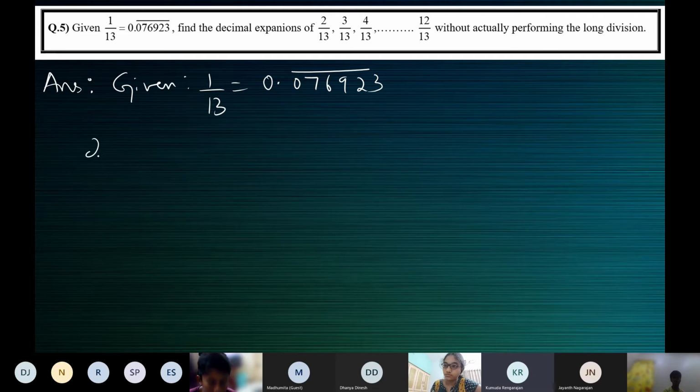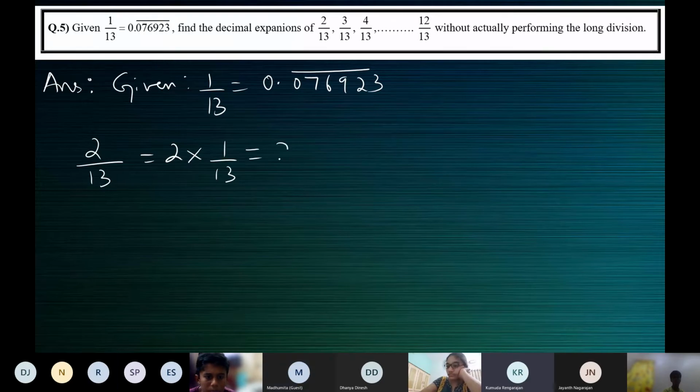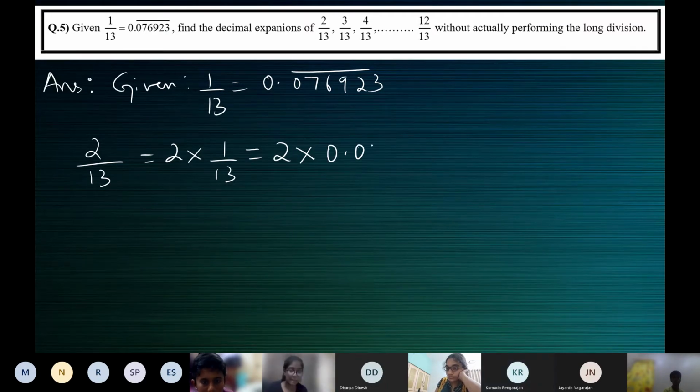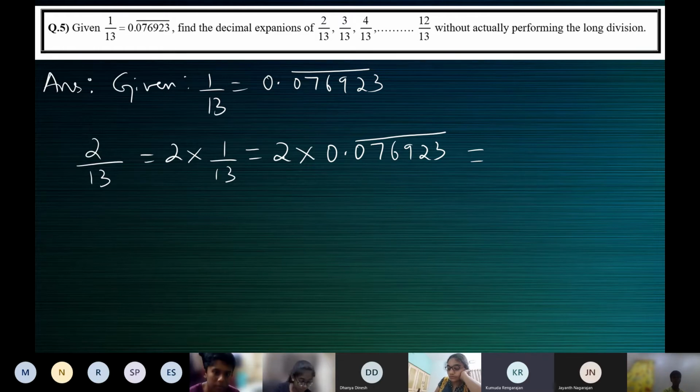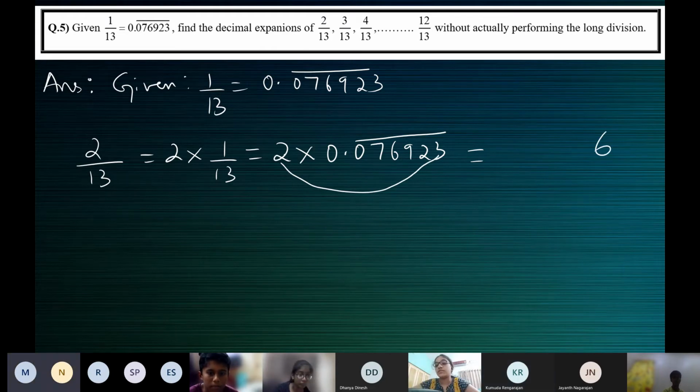So now 2 by 13. Let me do 2 by 13 for you. 2 by 13 is equal to 2 into 1 by 13. Is that correct? Yes. 2 into what's the value of 1 by 13? 0.076923 recurring. Correct. Now multiply, children. Multiply carefully. How do you multiply from behind? 2 threes are 6. 2 twos are 4. 2 nines are 18.